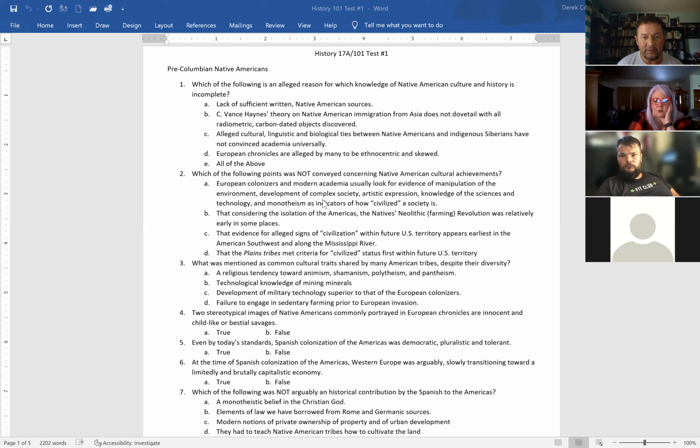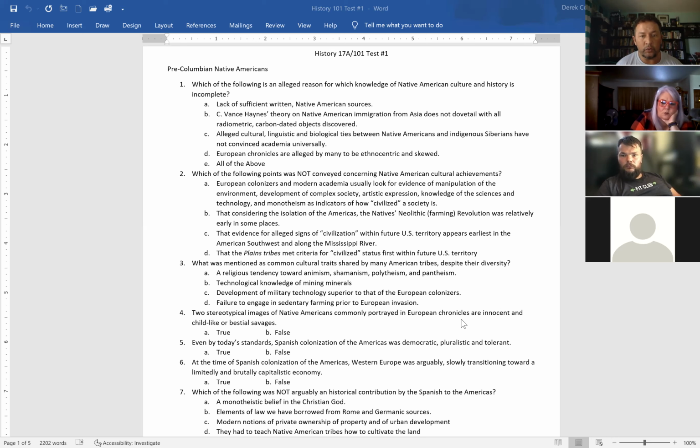C, that evidence for alleged signs of civilization within future U.S. territory appears earliest in the American Southwest and along the Mississippi River. That is still held to be true. And it's fascinating with Native American history. This narrative could easily change with some excavations, but right now they have that there. Remember, we talked about the Anasazi, the Hohokam, the Mogollon, and other Pueblo natives of Arizona and their famous cities, Chaco Canyon, Pueblo Bonito, their farming and irrigation, their astronomical knowledge and archaeological feats. So yes. That the Plains tribes met criteria for civilized status first within the U.S. is not according to the present narrative. So that's the one that's false. Remember, in some of these, you're actually looking for the wrong answer.